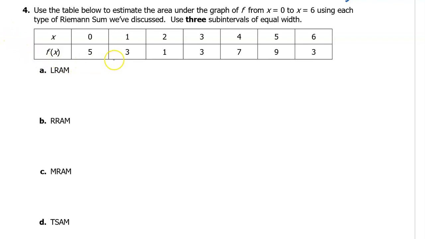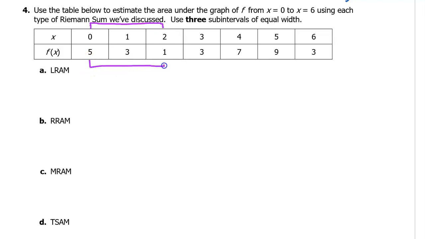So now I will show you how to calculate a Riemann sum when you're given a table instead of an actual graph. For this problem, we are going to estimate the area under the curve f of x from 0 to 6. And we are told to use 3 subintervals of equal width. So if we're going to use 3 subintervals, that means we will look at intervals that go from here to here. This will be one interval.